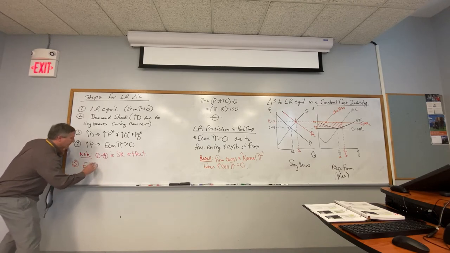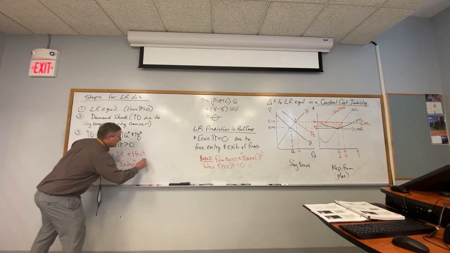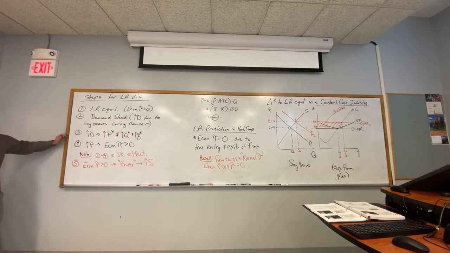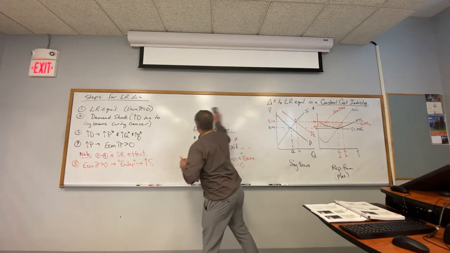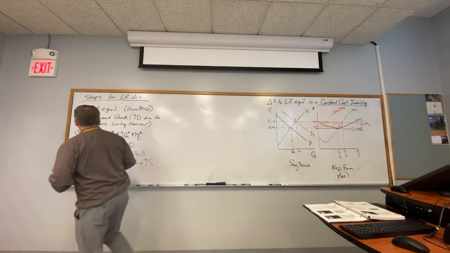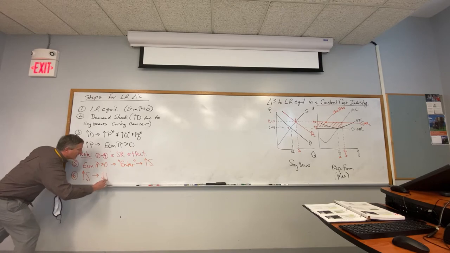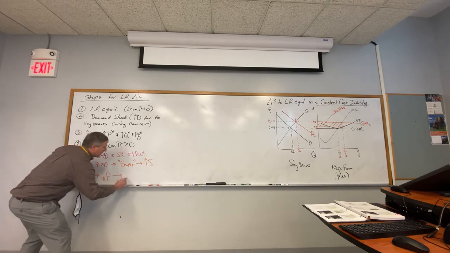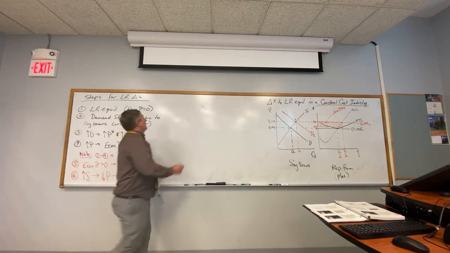So step number 5, economic profit greater than 0 signals enter, which is an increase in supply. So we have entry of new firms because of the profit signal going on. So number 6, the increase in supply leads to a decrease in price, which ultimately leads to a decrease in economic profit.